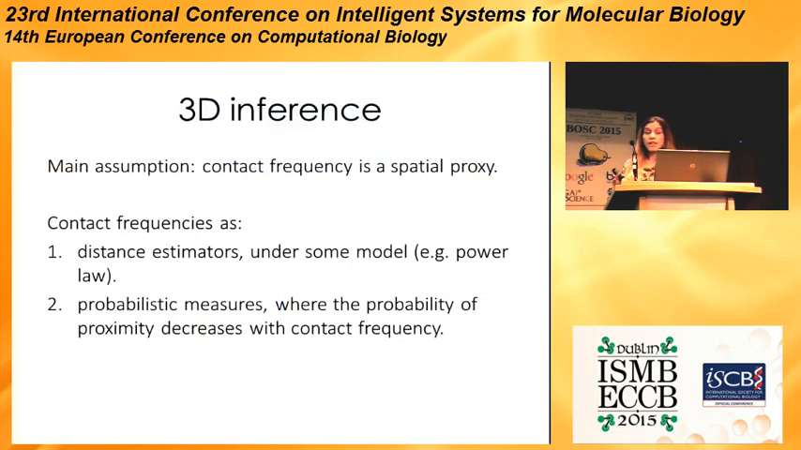So, 3D inference. As you've just heard, the main assumption is that chromatin contact frequency is a spatial proxy: the things that interact more are more likely to be closer in space. And we have two main approaches. One says these contact frequencies are distance estimators; under some model, we can convert them into distance estimators. The other approach looks at it as a probabilistic measure, which means that the probability of proximity increases with contact frequency.